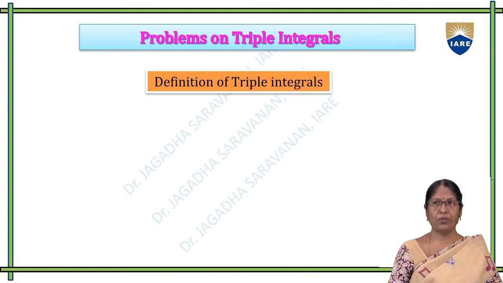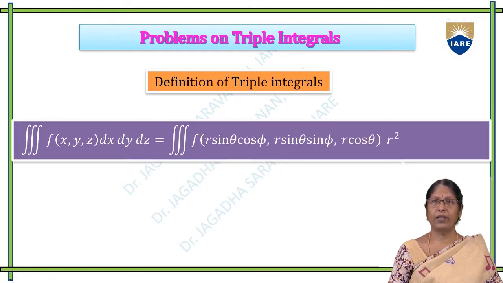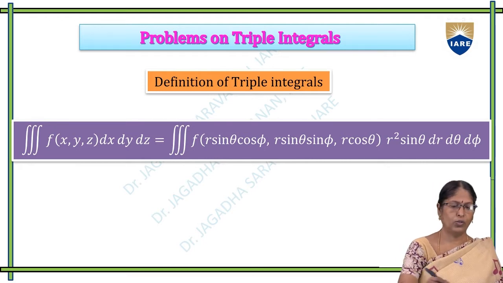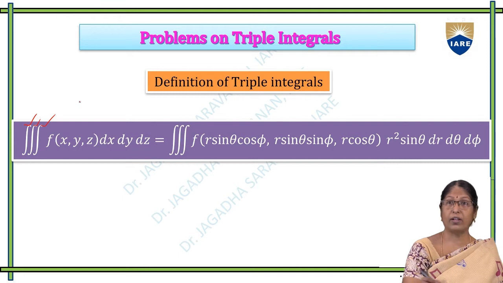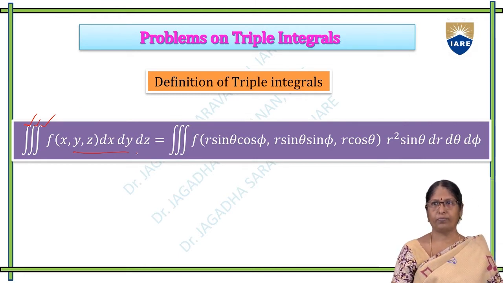So the definition of triple integrals. We can see the triple integral, that is f of x, y, z, dx dy dz. Triple, it is in 3 dimension. So we can see here, 3 integrals are there. This is in Cartesian form.